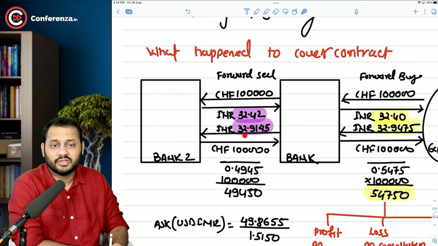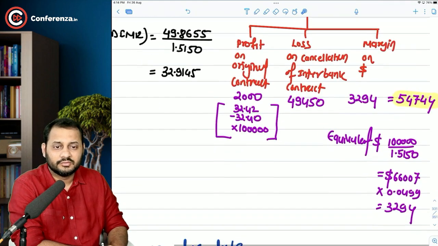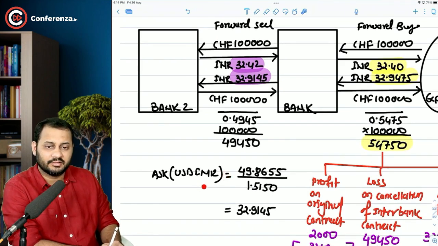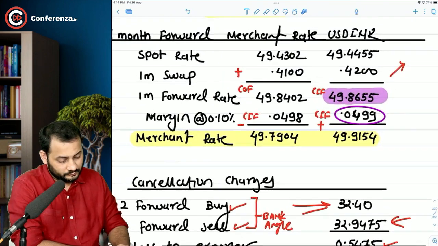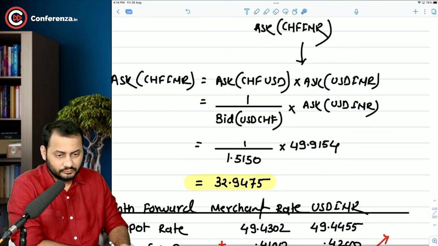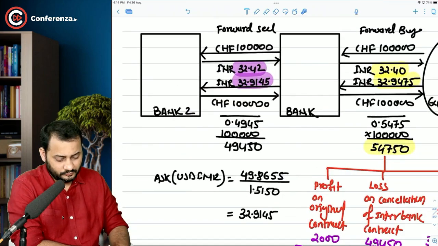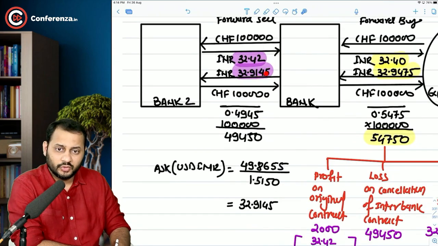The rate comes to 32.9145. That you will have to calculate. 32.9145. Yeah, ask rate. So this is an outflow. You can see 32.9145 is going, 32.4242 is coming.